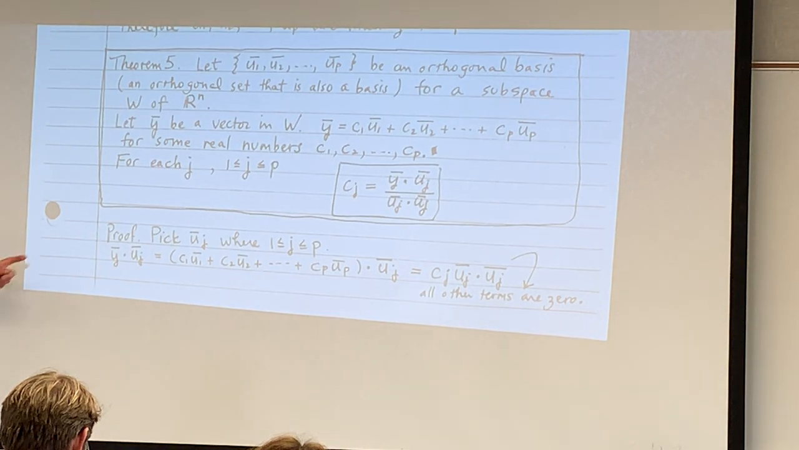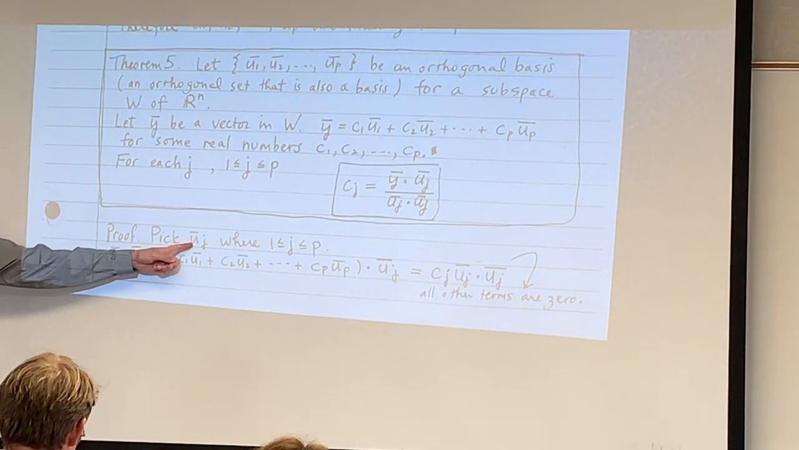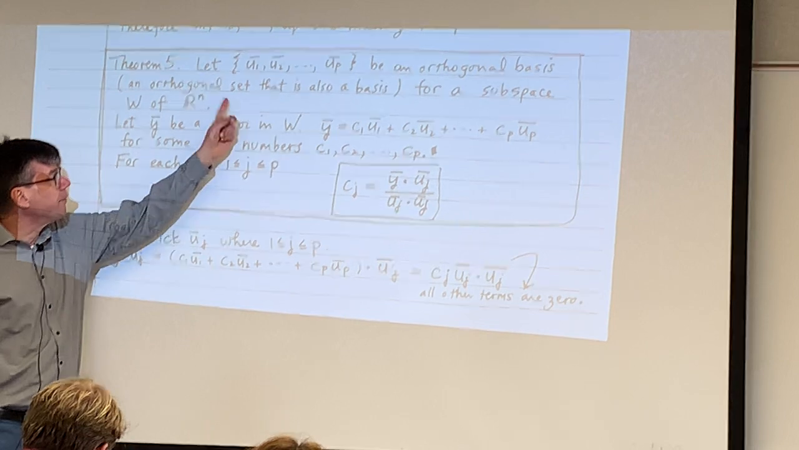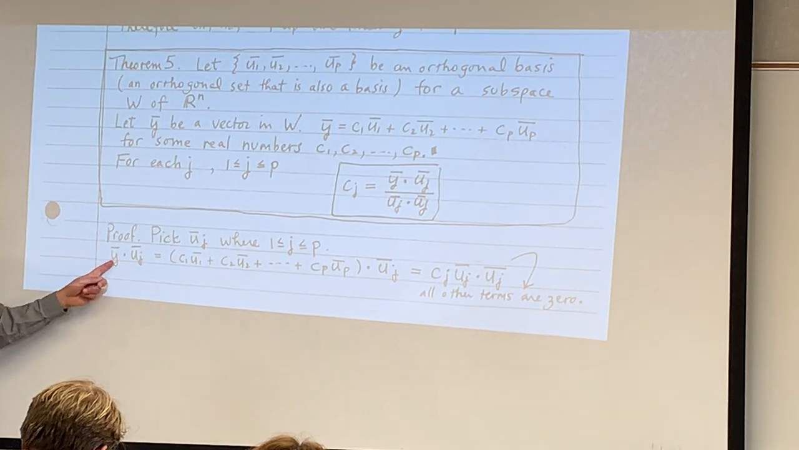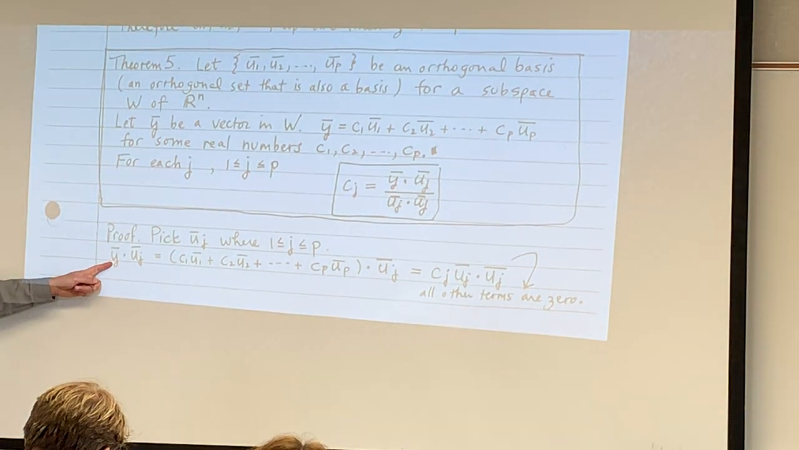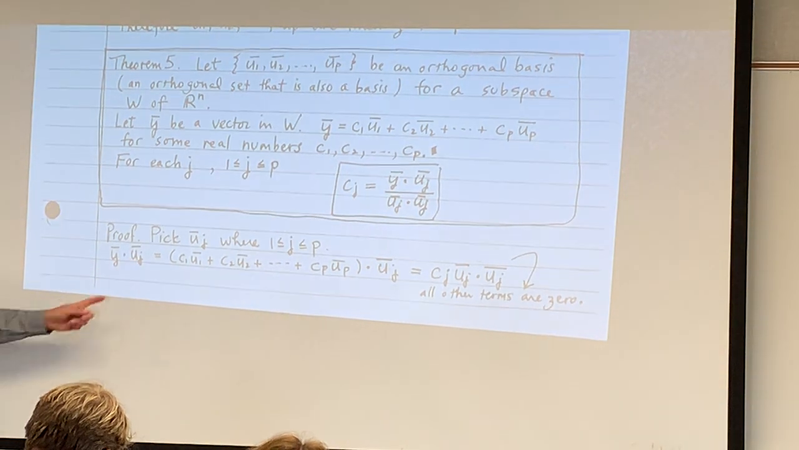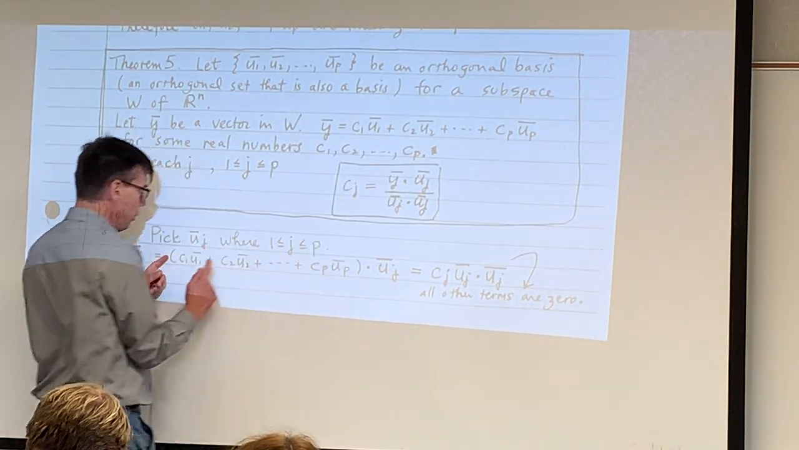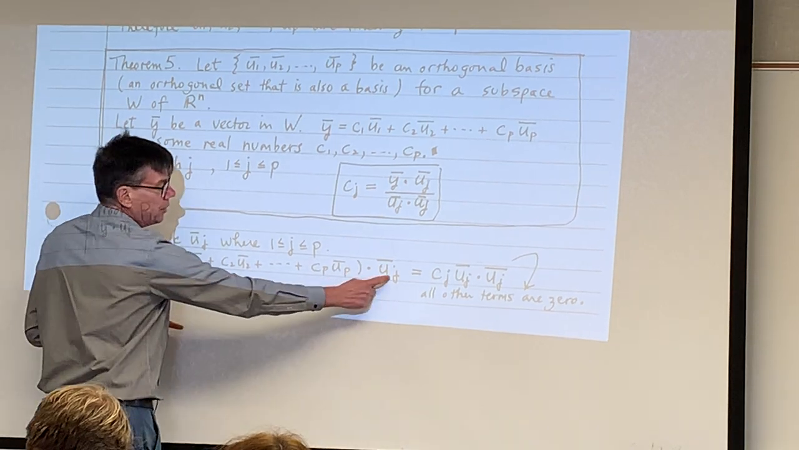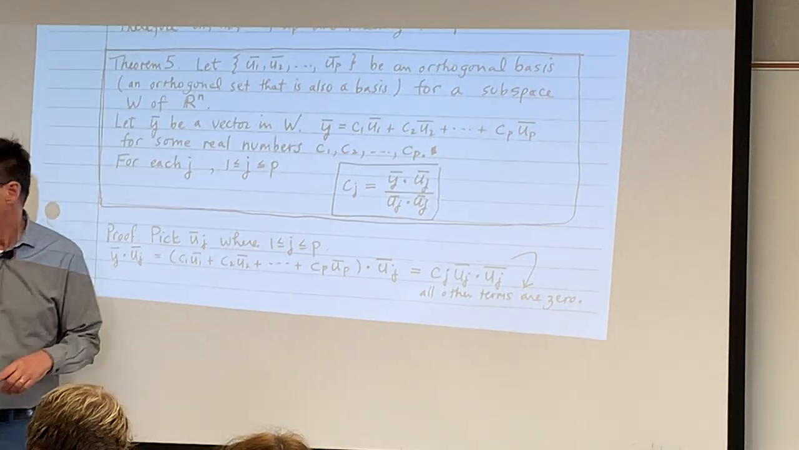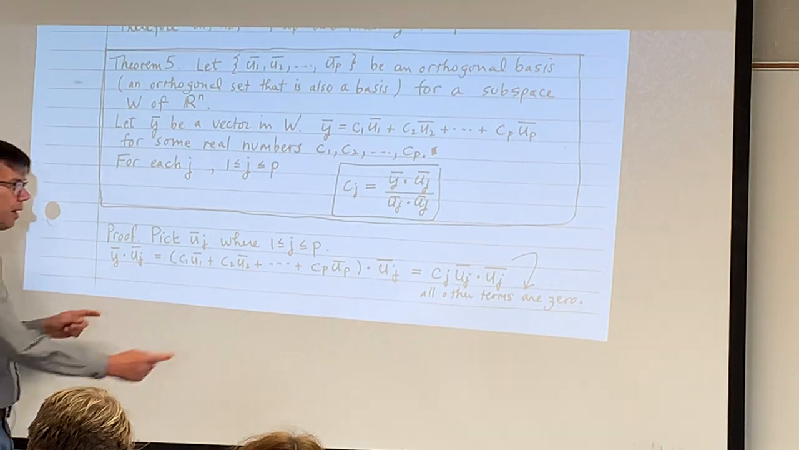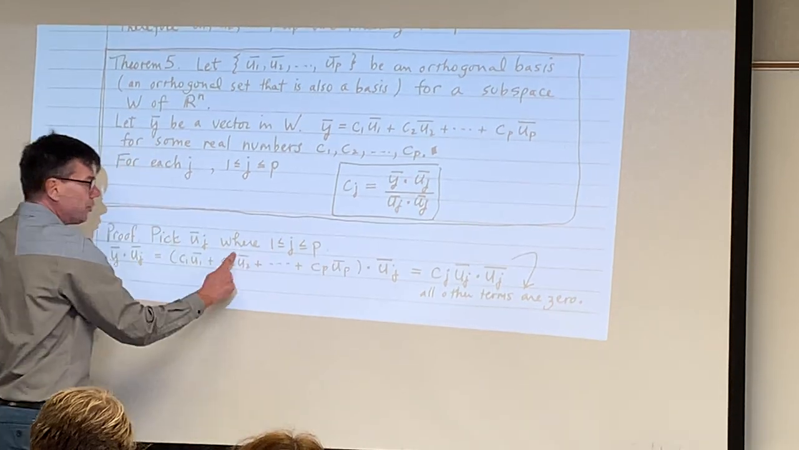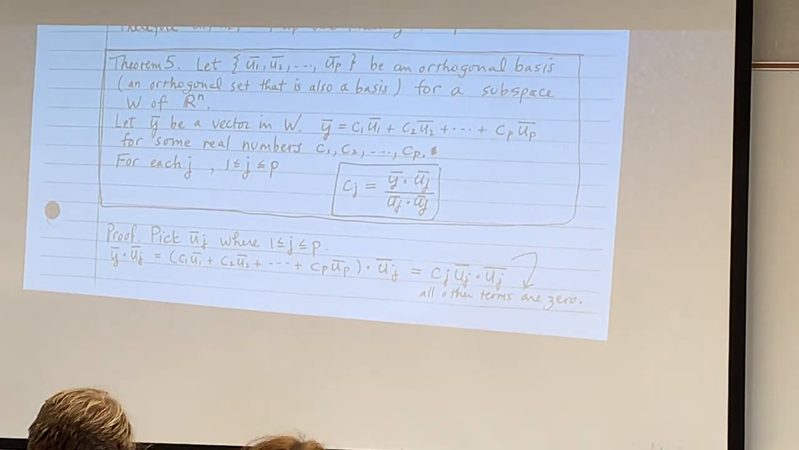So proof, let's just pick one, pick uj. Pick one of these basis vectors. We're going to look at a dot product again. We're going to take y dot uj. We already said y can be expressed as this linear combination dotted with uj. Now, I didn't write out the detail of the distributive property. We're going to distribute to each one of those terms.